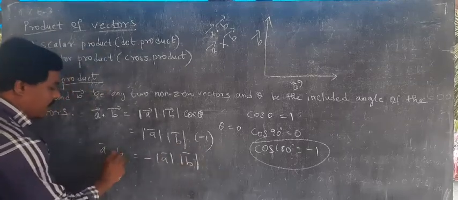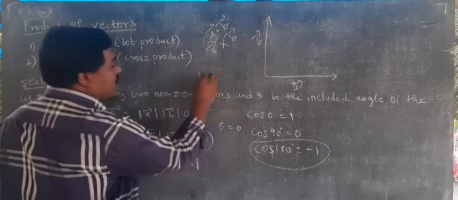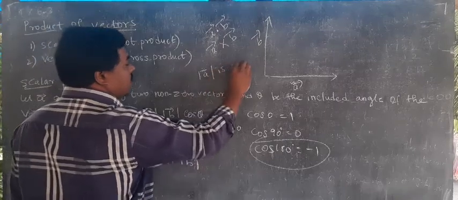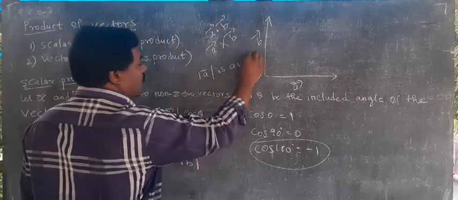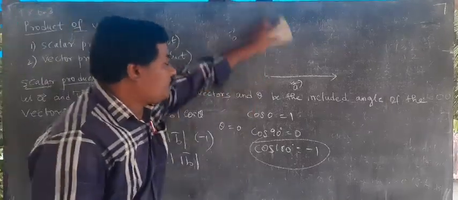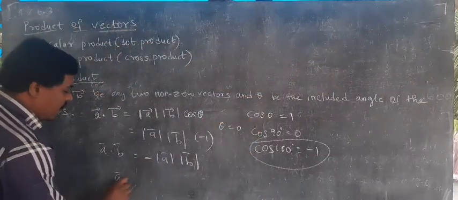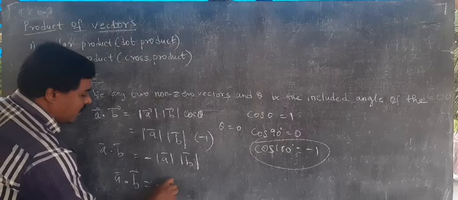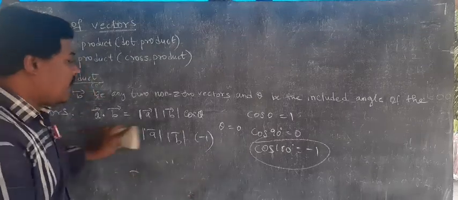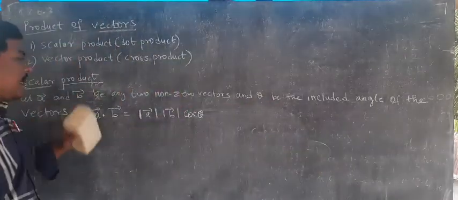So A vector dot B vector equals minus of that. If the modulus of A vector is a unit vector, we can write A vector, right? Finally we write A vector dot B vector equals minus of A vector times B vector, like this. Clear? So these are the definitions for the scalar product.